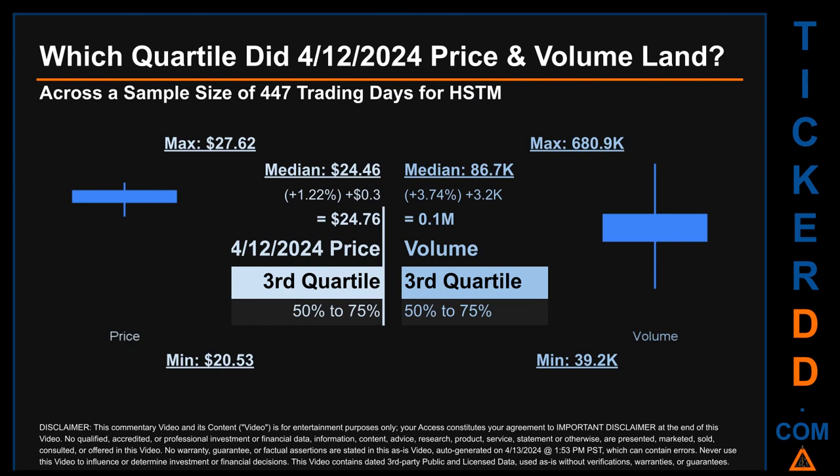Quartiles tell us about the spread of a data set by breaking that data set into quarters, just like how the median breaks the set into half. Descriptively, HSTM has a median price of $24.46. Therefore, the 12th of April 2024 price was higher from that middle marker by 1.22%. The day's volume of 0.1 million was more than the median by 3.74%.